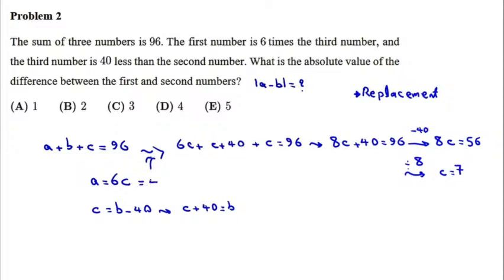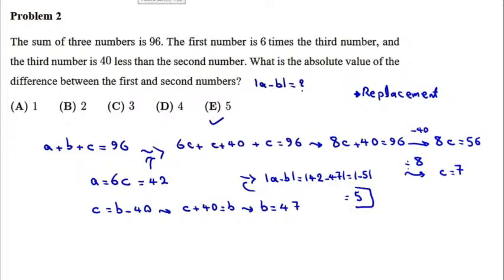Because C is 7, A is 6C, which will be 42, 6 times 7, and B will be 40 plus 7, 47. Now, if we calculate the absolute value of A minus B, it will be 42 minus 47, which is negative 5, and the absolute value of negative 5 is 5. So the answer is E.